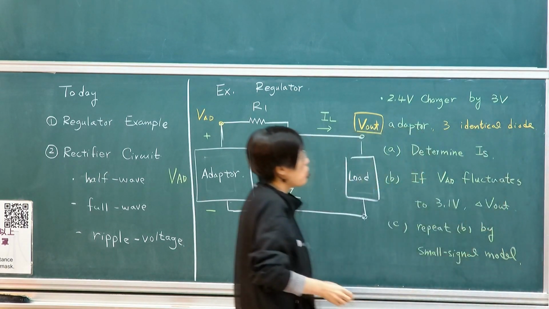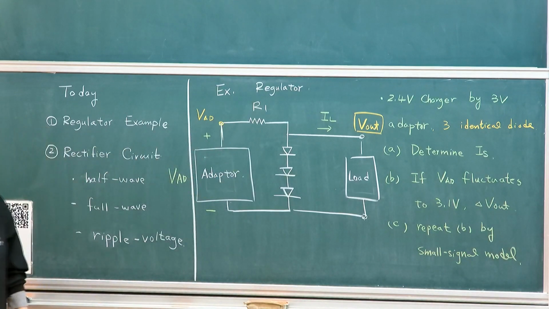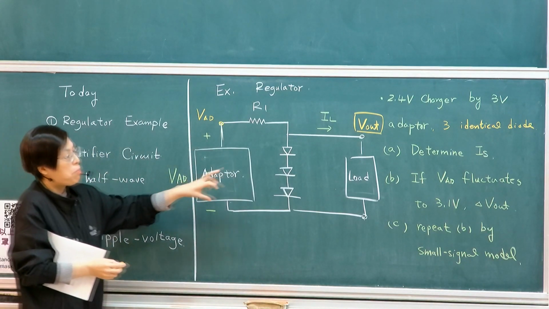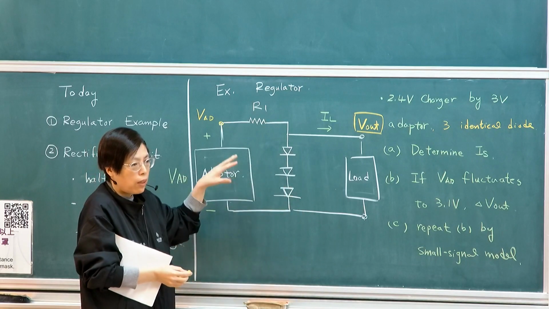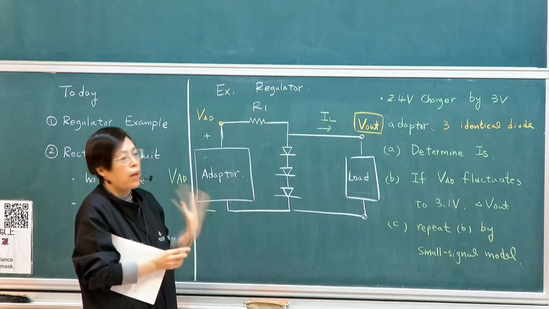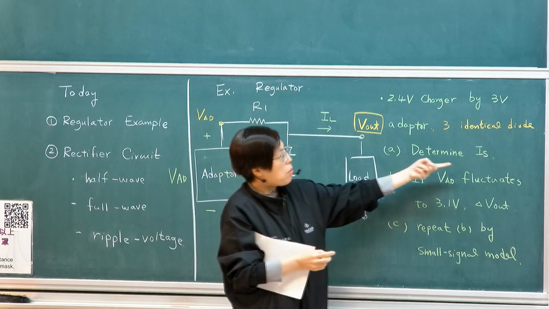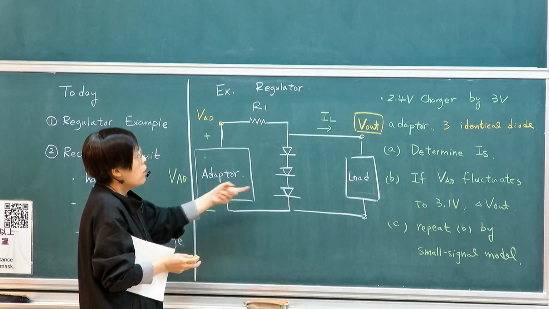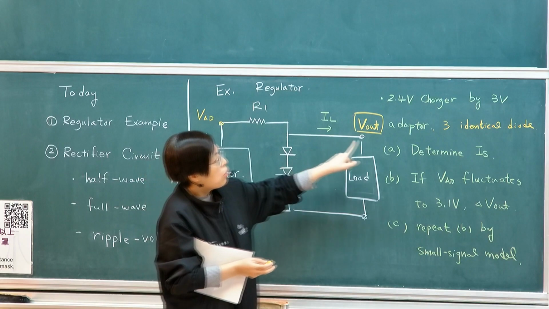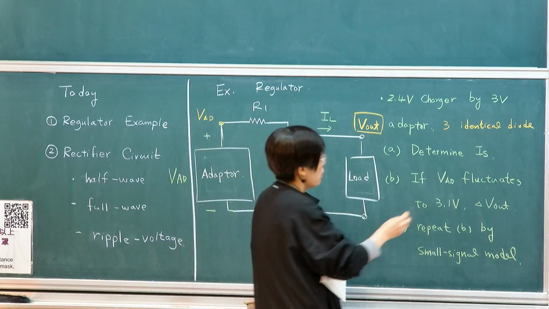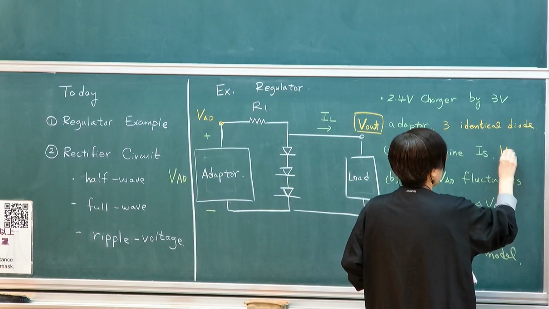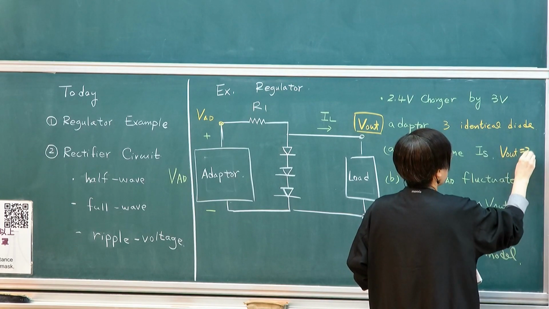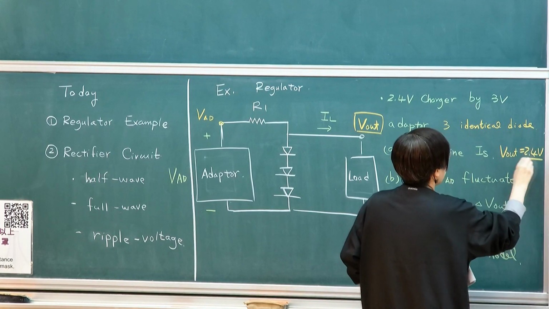So I have 3 identical diodes for my rectifying circuit. You want to go pick your diode. If this is the circuit architecture, you need to find the diode spec, determine its reverse bias saturation current, or pick the size of your diode, so that VL equals 2.4 volt.